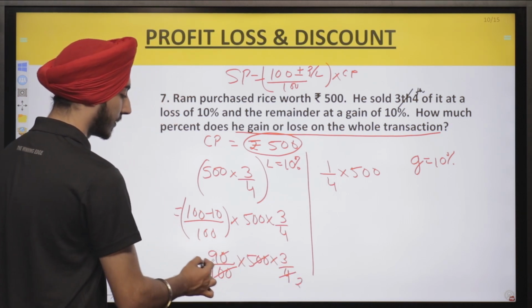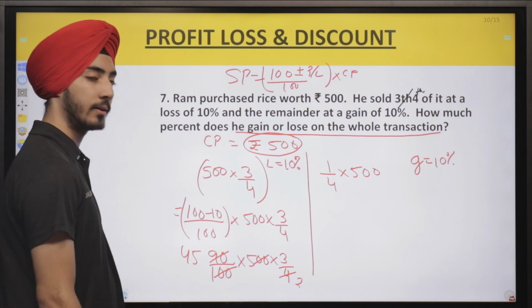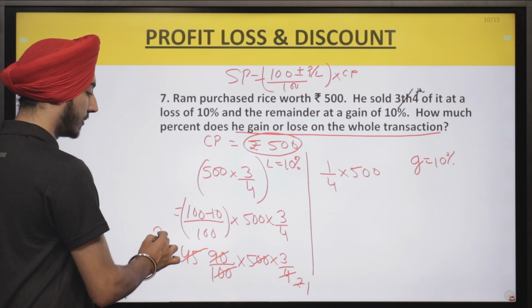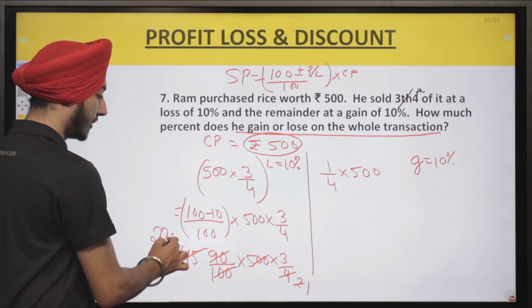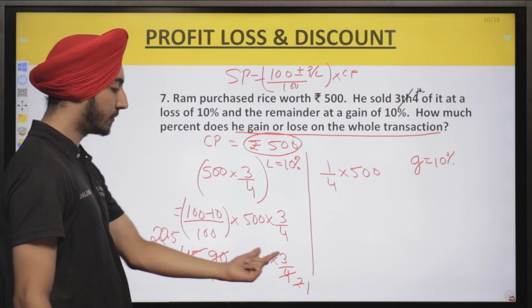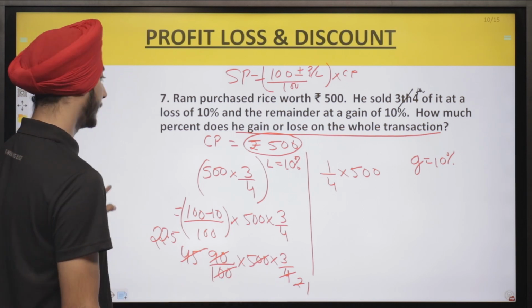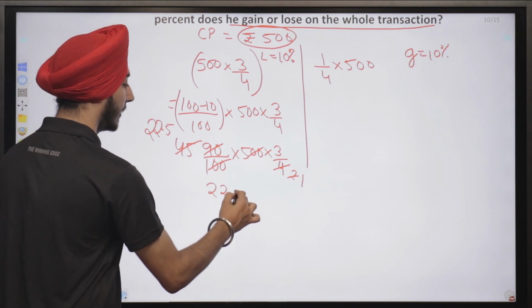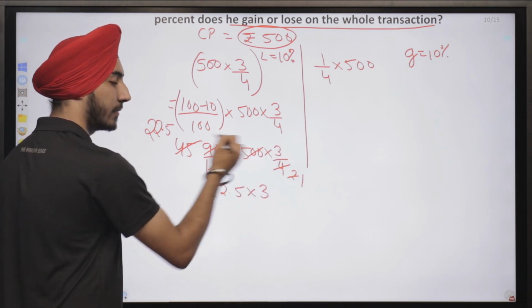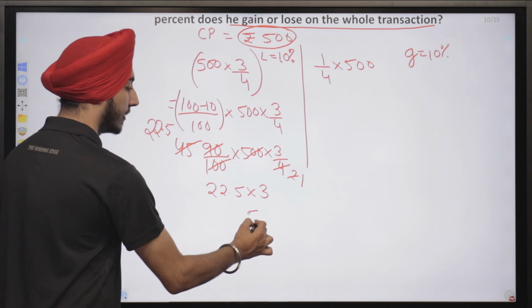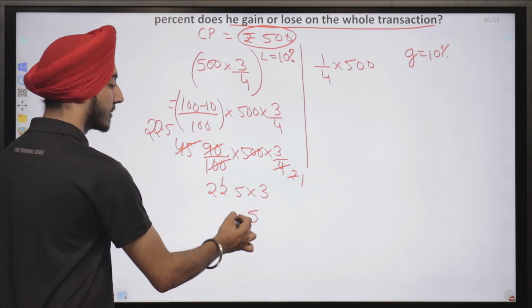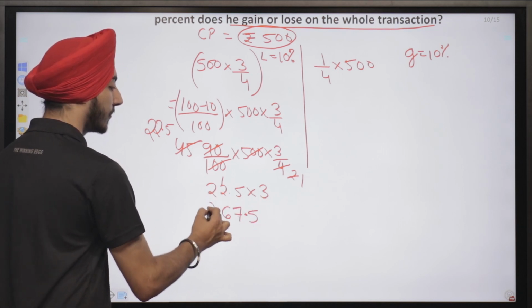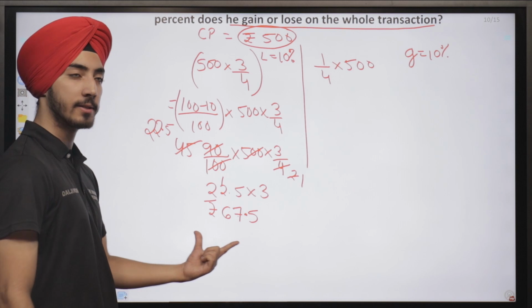2 2s are 4, 2 45s are 90, and 2 1s are 2, 2 2s are 4, again 2 2s are 4.5, so 22.5. 22.5 into 3, let's do it. Now 22.5 into 3, this 3 was left out, right? 3 5s are 15, 1 goes into carry, 3 2s are 6 plus 1 is 7, point यहाँ पे लगा देंगे, 3 2s are 6. So 67.5 rupees is the selling price of the first case.